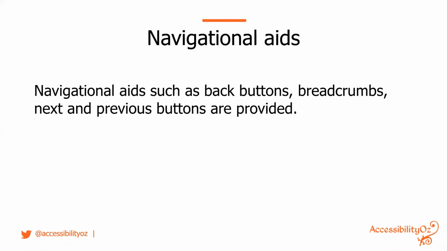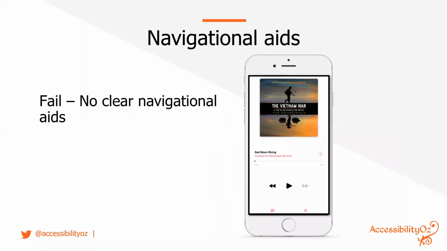Navigational aids such as back buttons, breadcrumbs, next and previous buttons are provided. So this is an example here where you've got the iTunes app on Android, and this is a pop-up over the actual iTunes app that shows you the song that's playing. For those that can't see it, it's Bad Moon Rising by Creedence Clearwater Revival. The way that you close this page is you swipe from the top to the bottom.